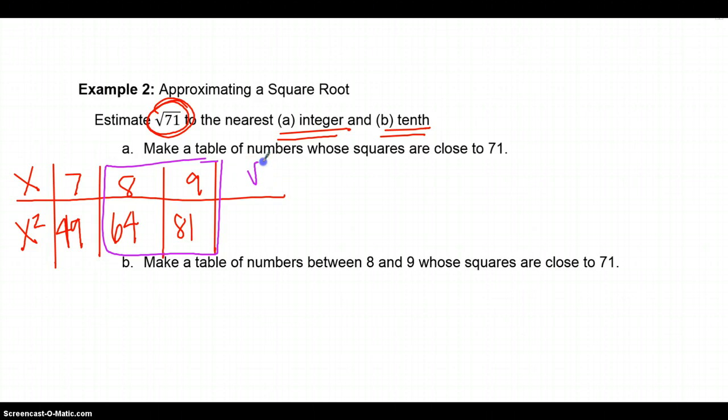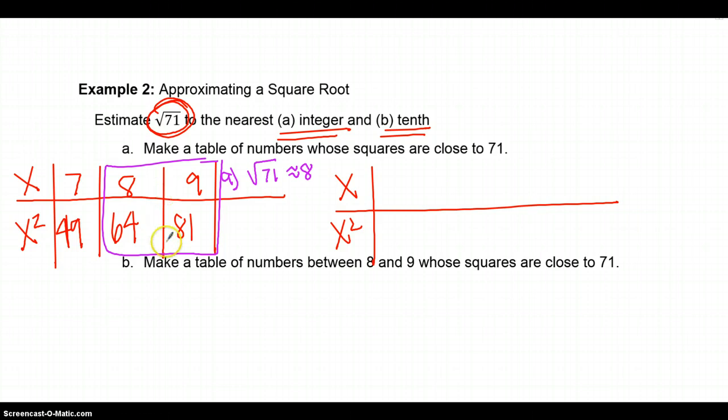So I'm going to say to the nearest integer, part A, the square root of 71 is approximately, I'm going to use a curved equal sign, approximately 8. Okay, but the second part of this question is you have to estimate it to the nearest tenth. This is part B. Okay, so I know that it's closer to 8, but it's kind of sort of in the middle. So I'm going to try 8.3, 8.4, 8.5, and see where that takes me.